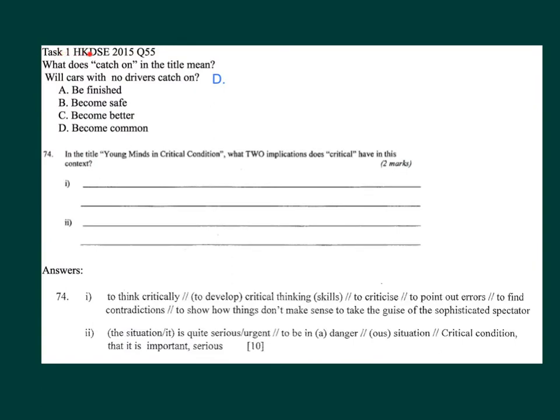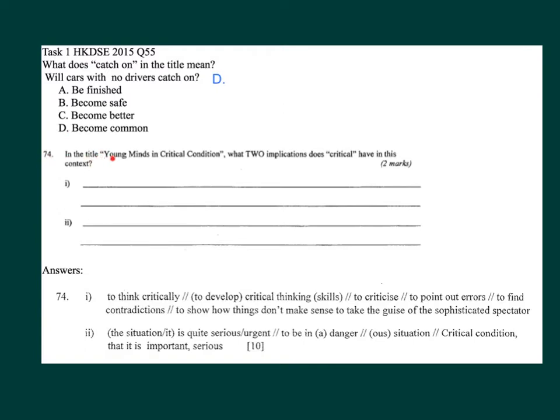Task 1, HKDSE 2015, Q55. What does catch on in the title mean? Will cars without drivers catch on? Choice A, be finished. Choice B, become safe. Choice C, become better. Choice D, become common. The answer is choice D, become common.